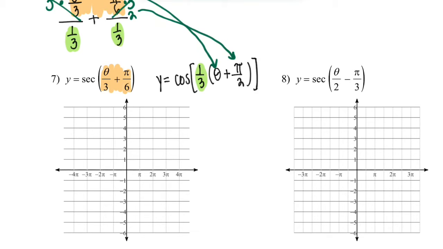So I rewrote this as y equals cosine of 1/3 times theta plus pi over 2. Now that 1/3 is going to impact the period. So the period is equal to 2 pi over 1/3. Dividing again by 1/3 is the same thing as multiplying by 3. So we get 6 pi. So the period for this function number 7 is 6 pi.